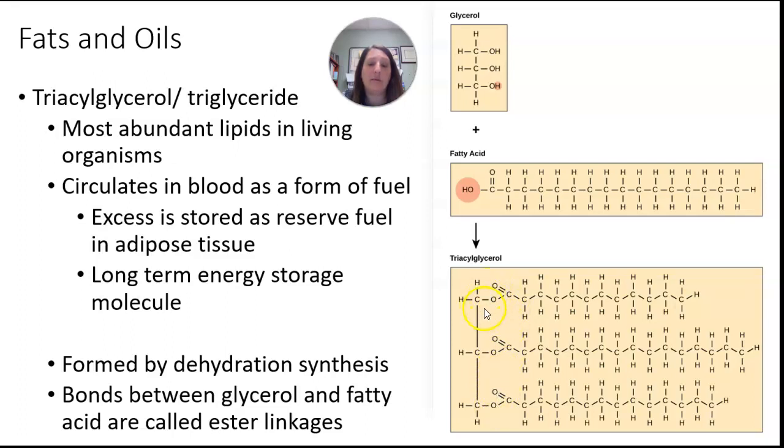Okay, so the bond that forms here, we're going to give it a special name. We're going to call it an ester linkage. So there's 1, 2, 3 ester linkages here. Okay, remember in carbohydrates, we called the bond between 2 monomers a glycosidic linkage or a glycosidic bond. And now in lipids, we give it a special name. We call it an ester bond. So that's the covalent bond in between the glycerol and the fatty acid.